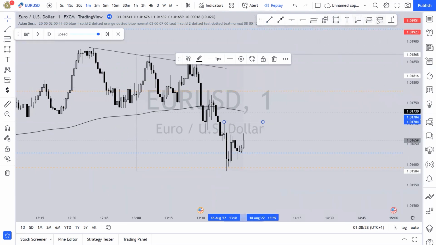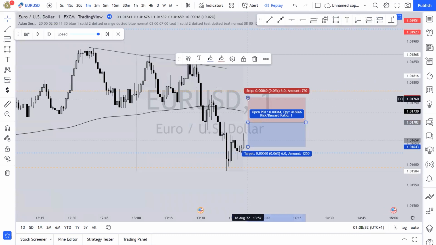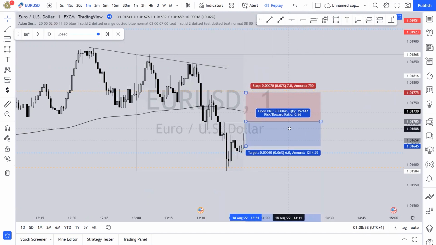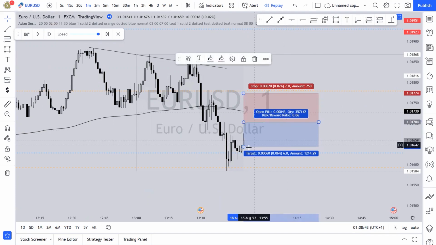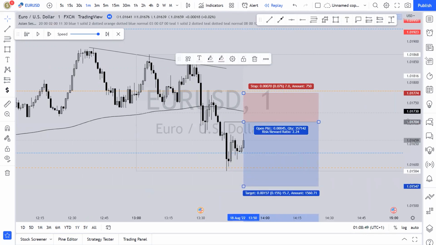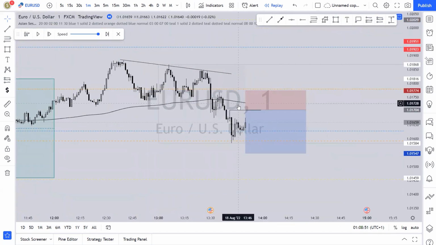And of course, I had my entry just above this high. So anywhere above this high was my entry, and my stop loss was just above this high right here, just 7 pips. And let's see what price did. So my stop loss was just 7 pips. And this was my high that I wanted to be induced. And my stop loss was just above this high right here.